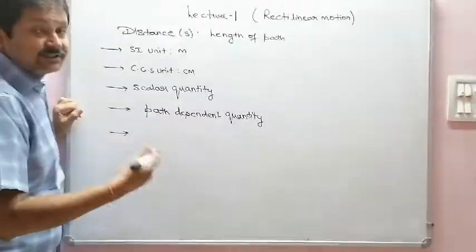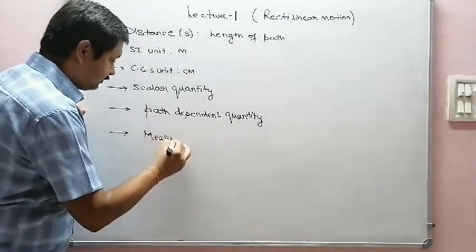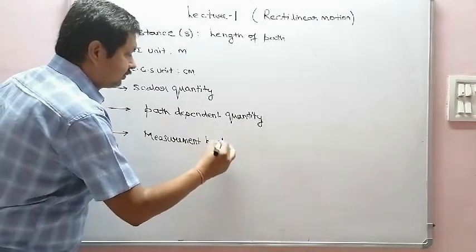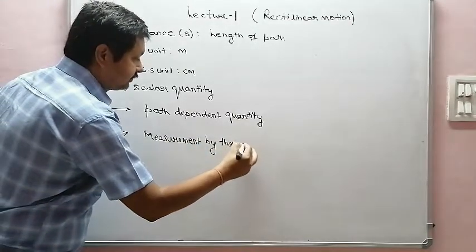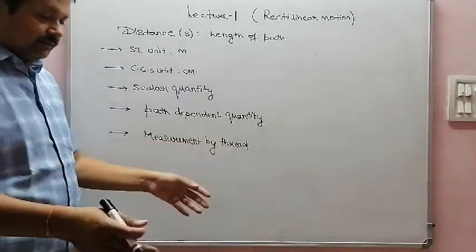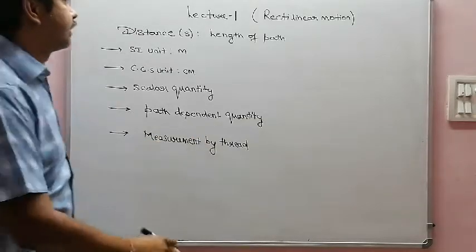How do we measure the distance? Measurement by thread. Suppose there is some path, कोई path है तो उस path में हम रस्सी बिछा देंगे और उस रस्सी की लंबाई को हम नाप लेंगे.